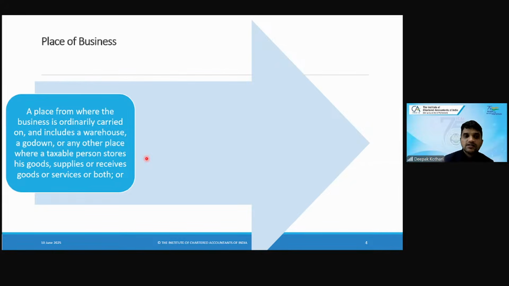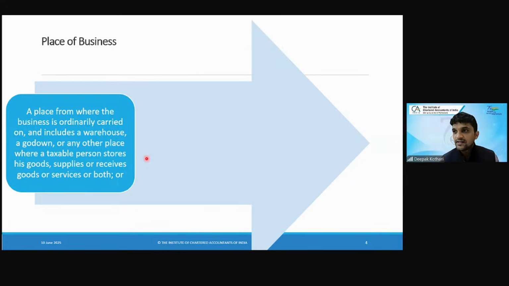Now, what is a place of business? A place of business means a place where the business is ordinarily carried out, where he does a lot of transactions. That is the place which is known by the customers. That will become the place of business. And suppose a person does not have a fixed place of business and is carrying out the transactions from his house, then his residence will become the place of business.